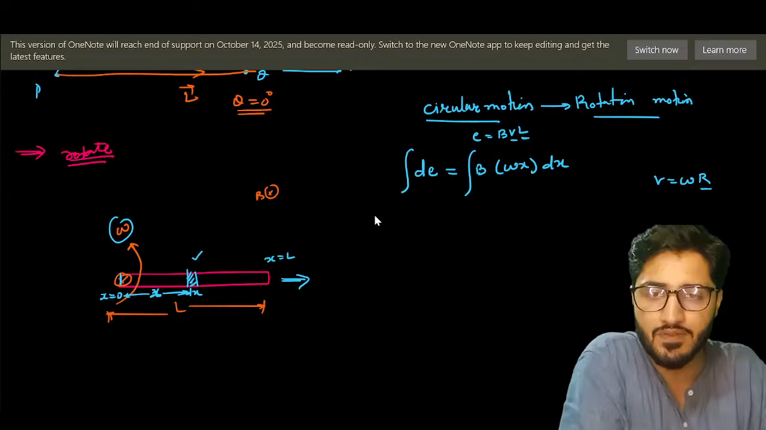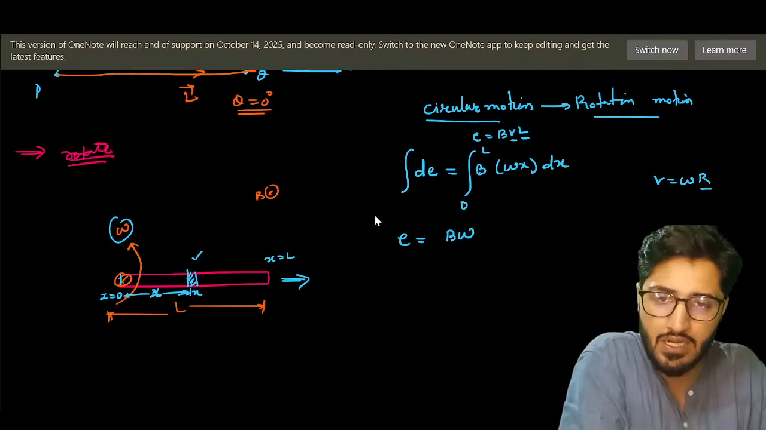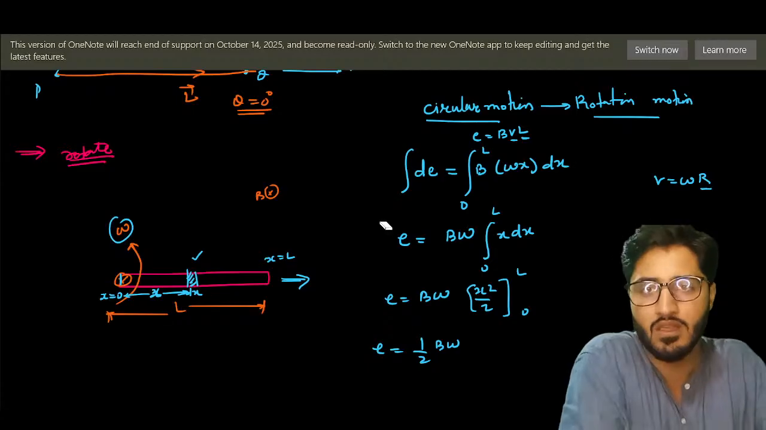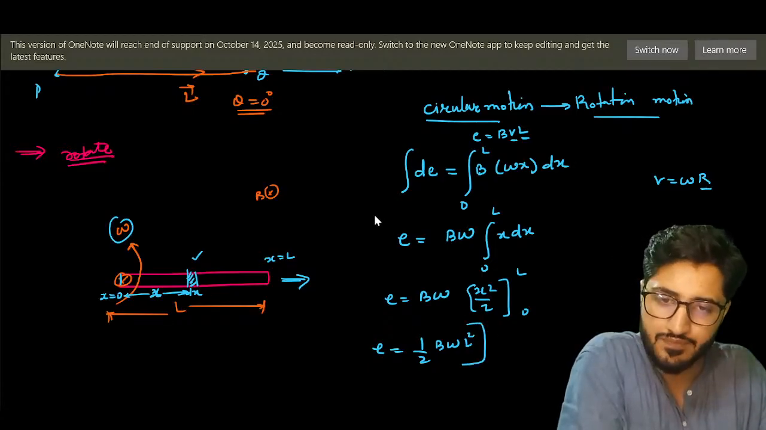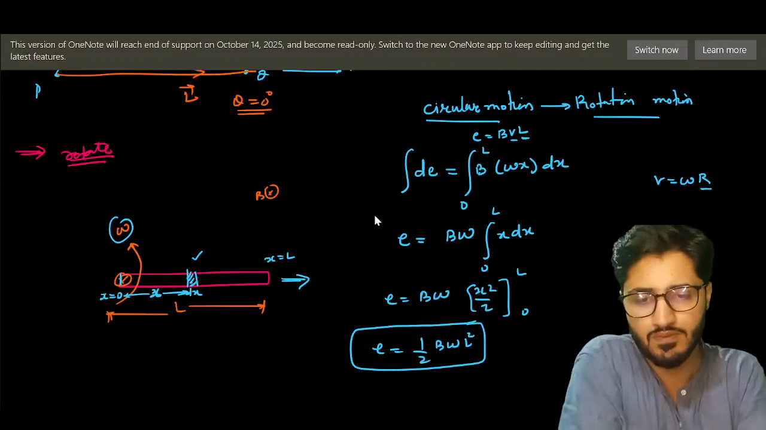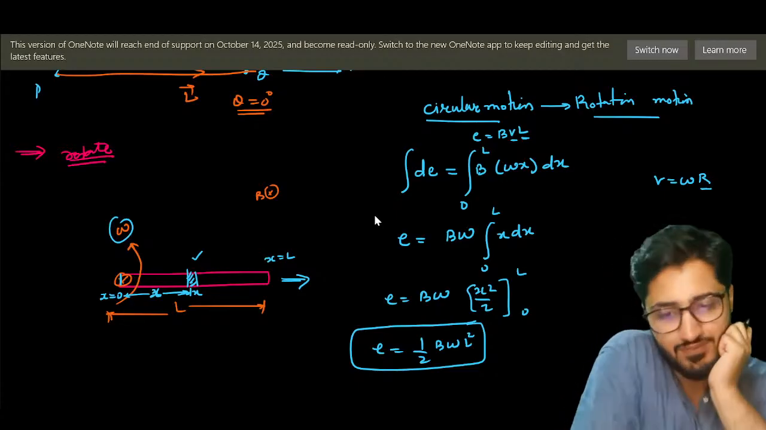I will integrate it from 0 to L. E equals B omega, then integrate from 0 to L, x dx. Integration of x is x square by 2, with upper limit L and lower limit 0. So E equals 1 by 2 B omega L square. Sorry, it is omega L square. Easy or super easy or ultra easy?